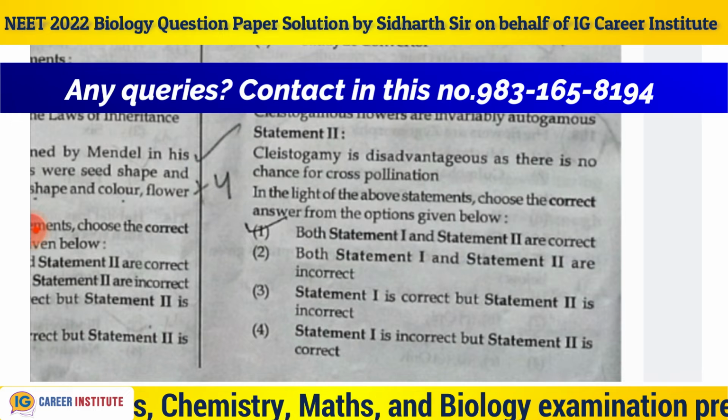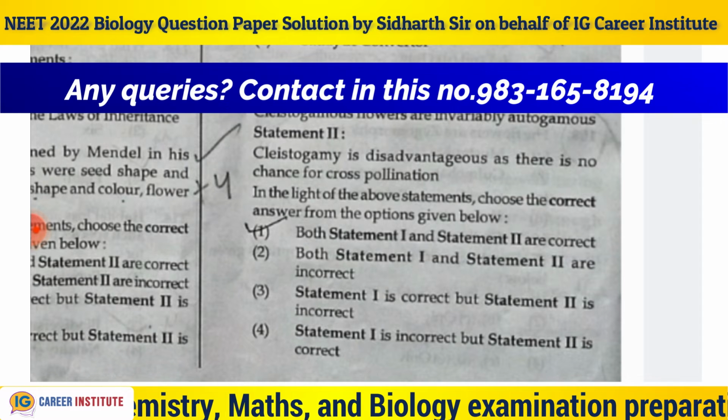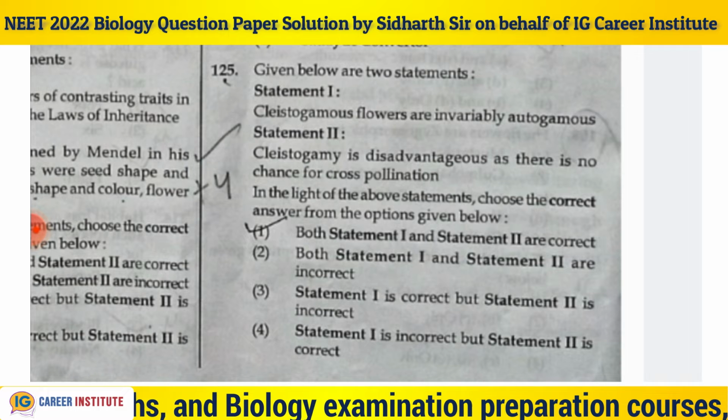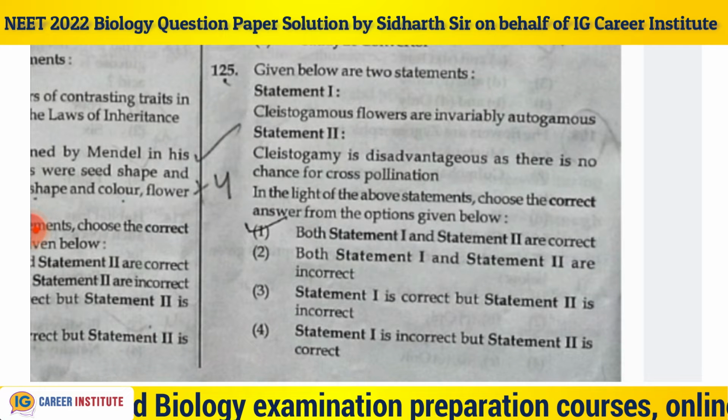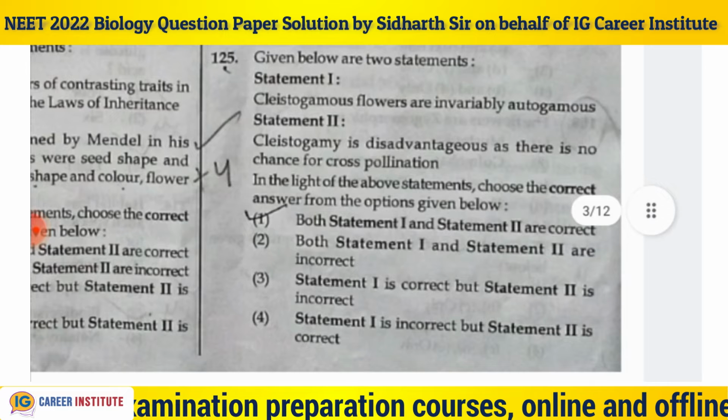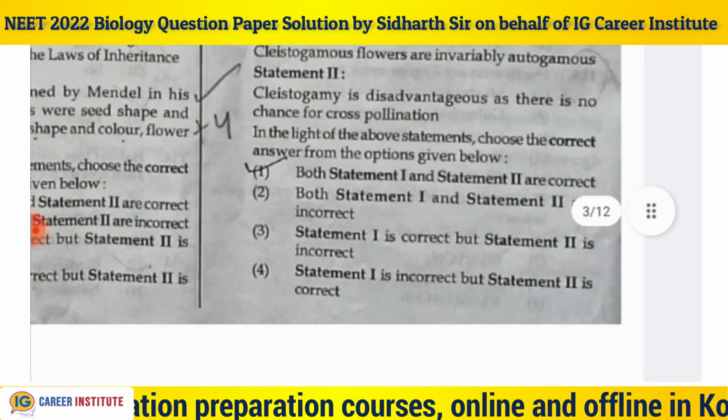Statement 1: cleistogamous flowers are invariably autogamous. Statement 2: cleistogamy is disadvantageous as there is no chance of cross pollination. Both statements are from NCERT, so both statements 1 and 2 are correct. Option 1 is the right answer.